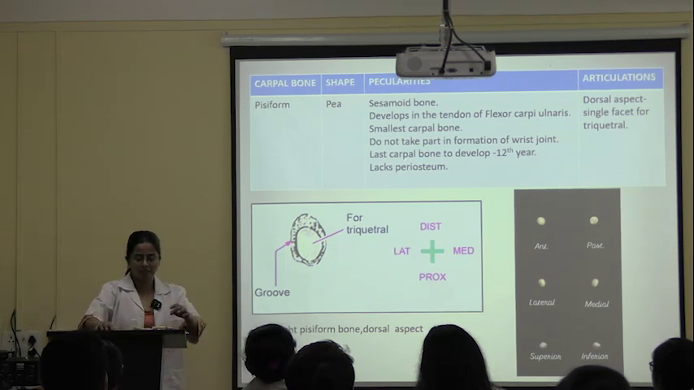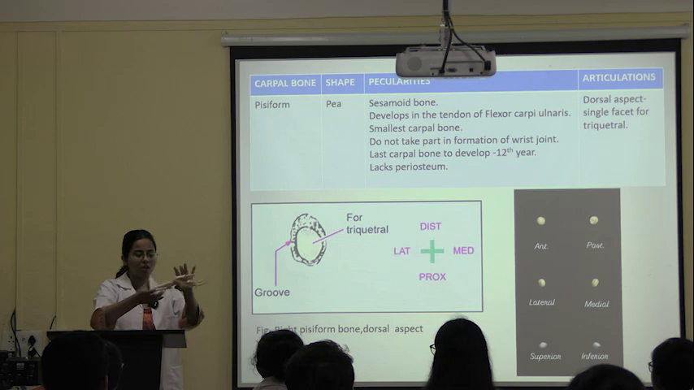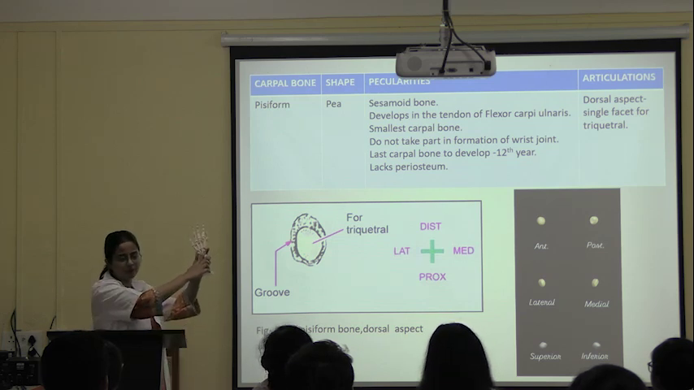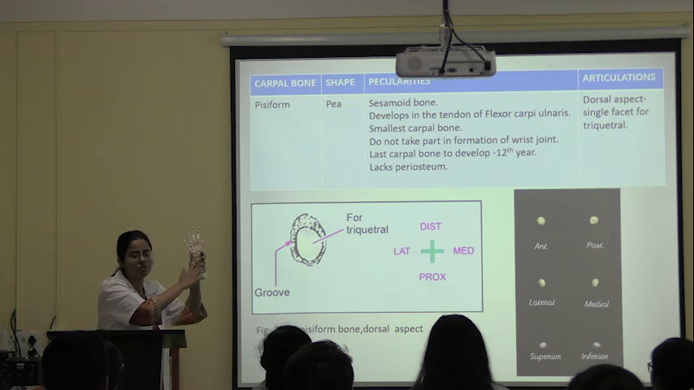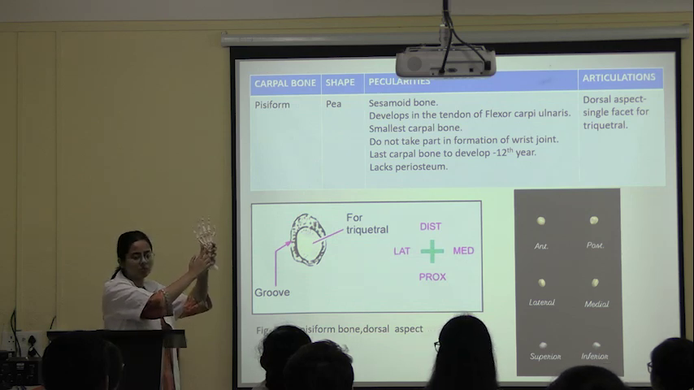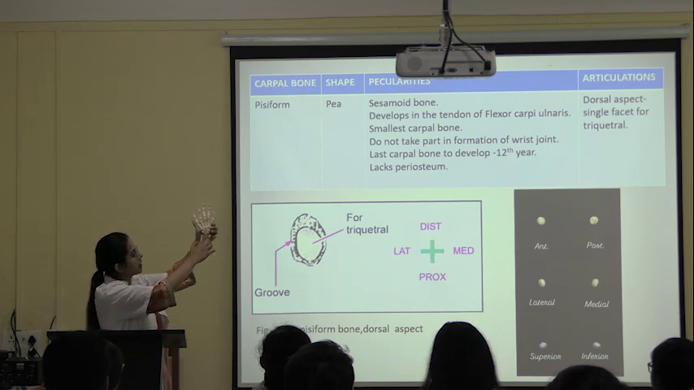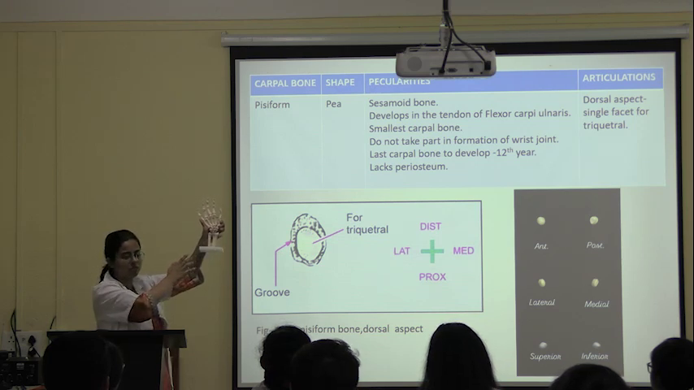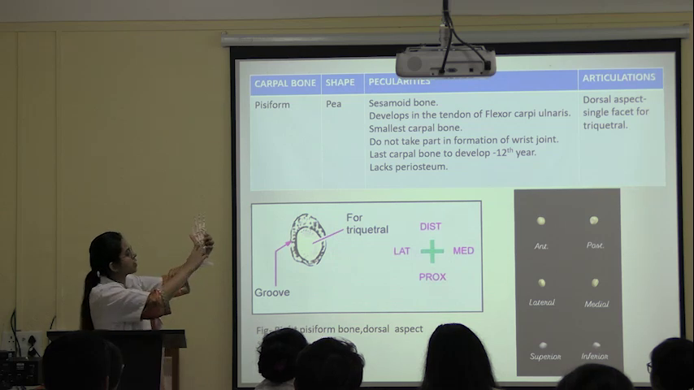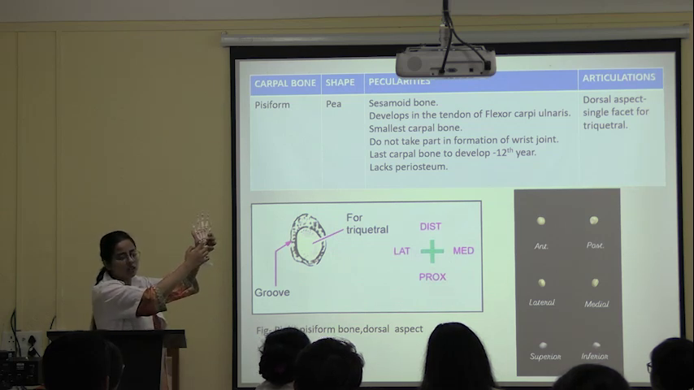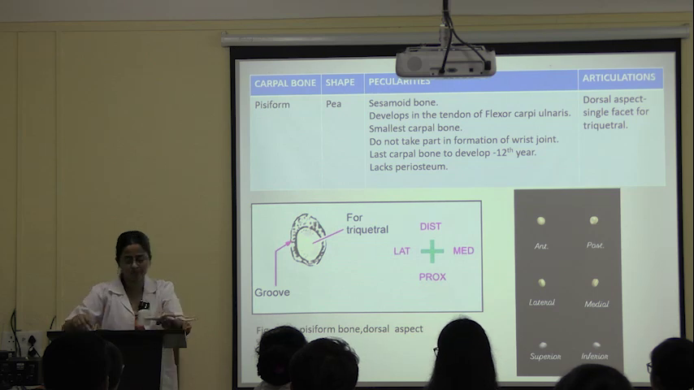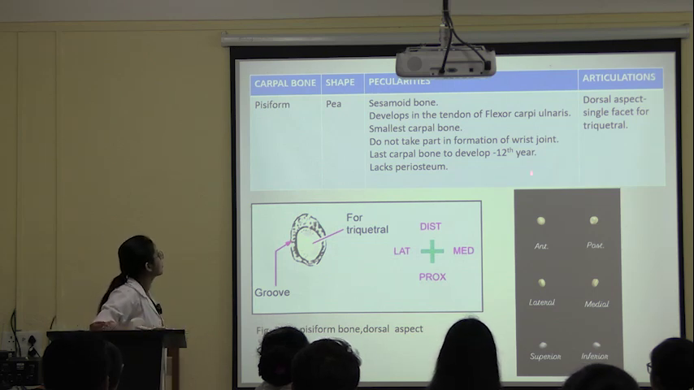And you can see this proximal row and radius and ulna, these all are taking part in the formation of wrist joint, except this pisiform bone. It is not taking part, it's away from the wrist joint, as you can see here. So proximal carpals take part in formation of wrist joint except the pisiform bone. These carpal bones are also joined with each other and form the intercarpal joint.